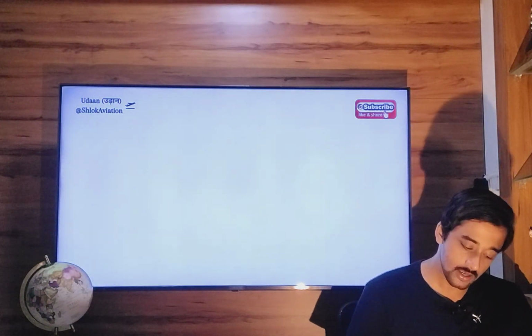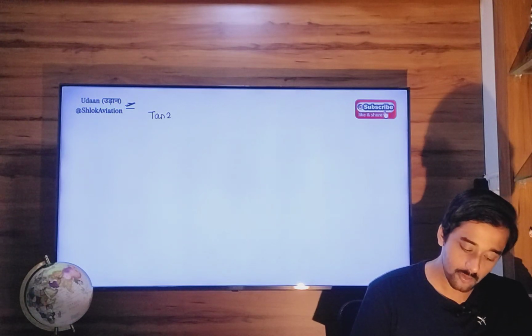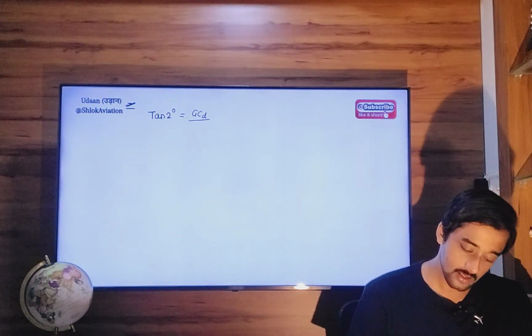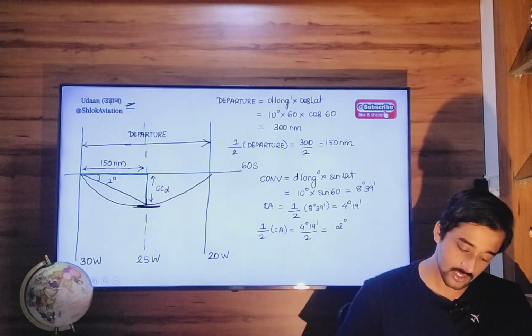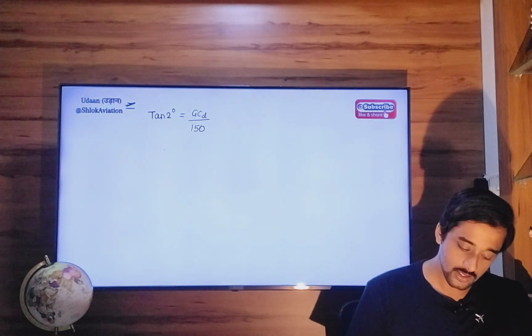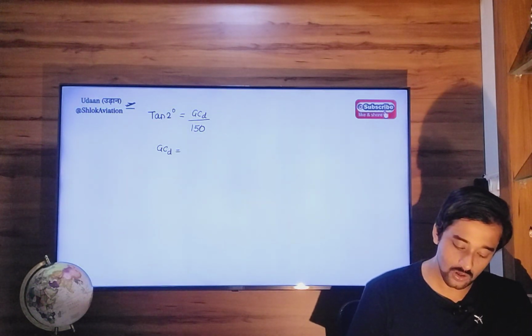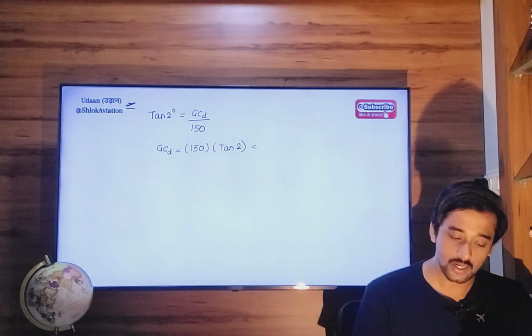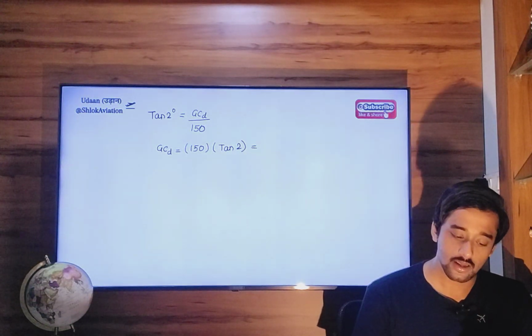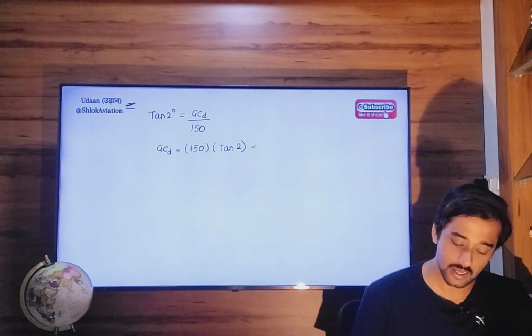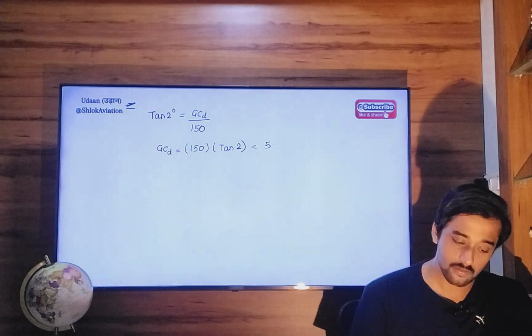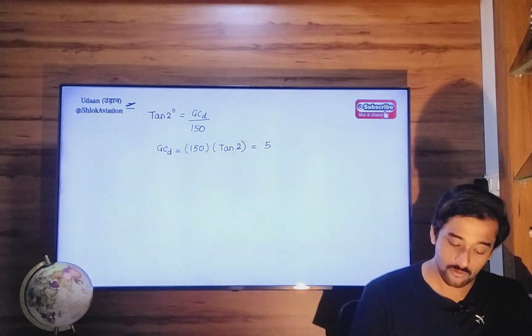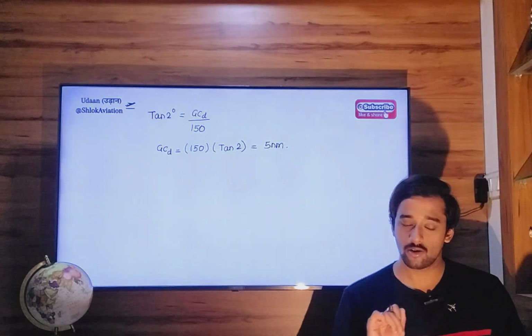Tan of 2 degrees, opposite side, which is the great circle distance, divided by the adjacent side, which is 150. So the great circle distance equals 150 multiplied by tan of 2. So tan 2 into 150 is approximately 5 nautical miles.